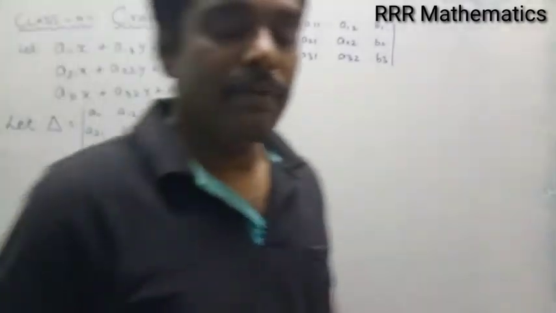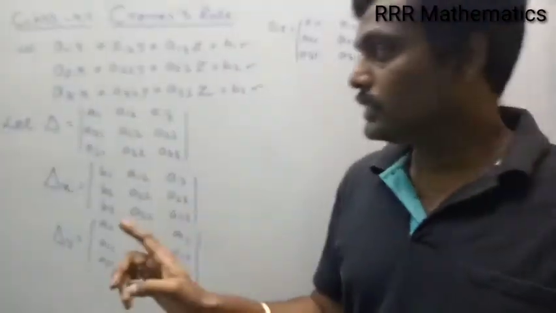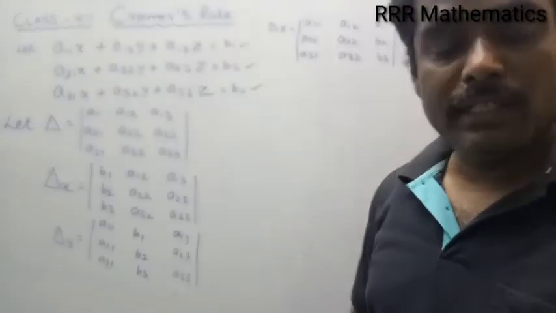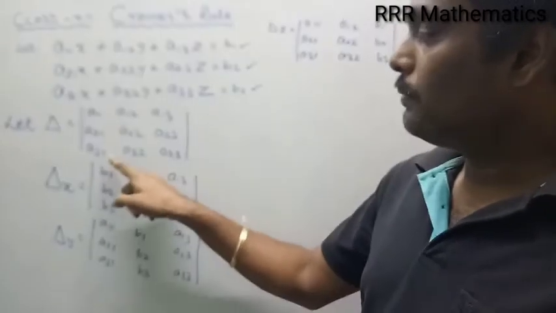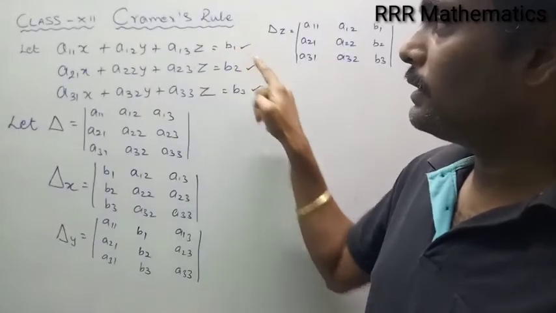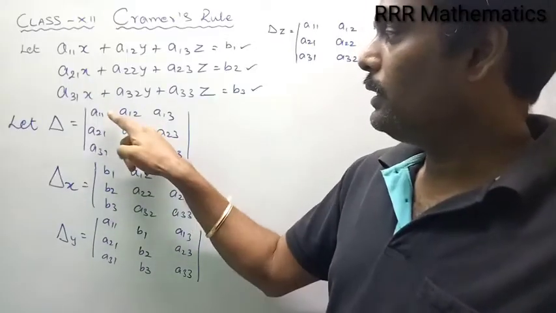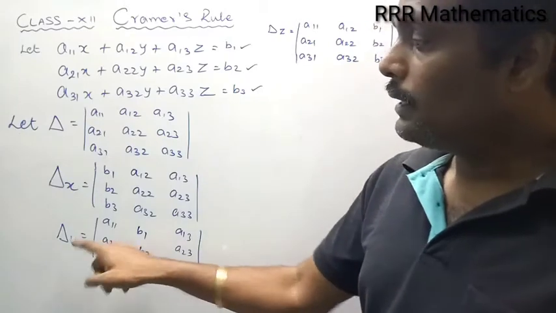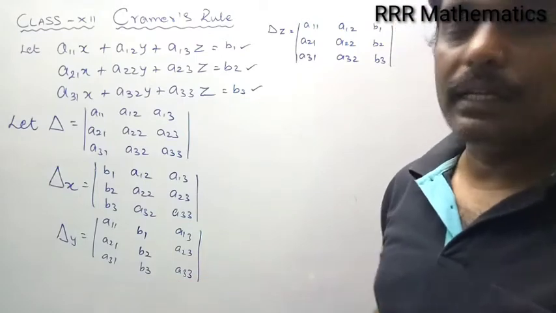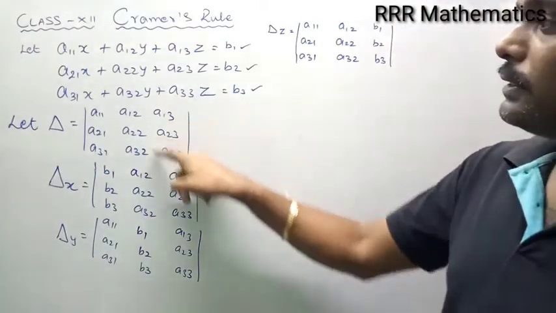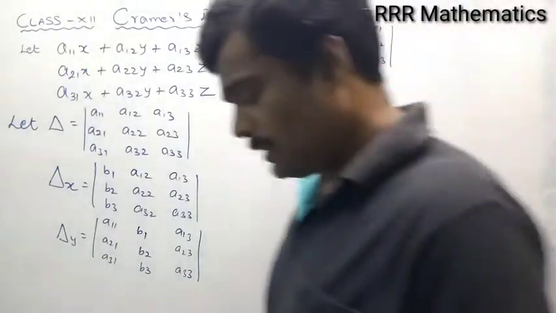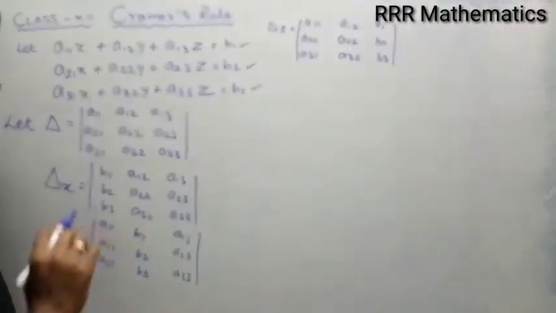So in Cramer's rule, very first you write delta, which is nothing but the coefficients of x, y, z. Expand the determinant, you will get the value of delta. Delta x: replace the first column by b1, b2, b3, the constants on the right hand side of the linear equations. Delta y: replace the second column in delta by b1, b2, b3. Delta z: replace the third column by b1, b2, b3 in delta. When you expand the determinants, you will get the values of delta, delta x, delta y, delta z.